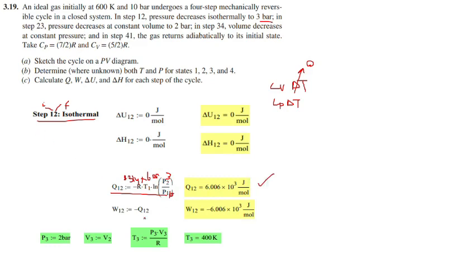So in isothermal case, W is equal to minus Q, because you know that delta U is equal to Q plus W. So for isothermal process, this term is 0. So W becomes equal to minus Q.